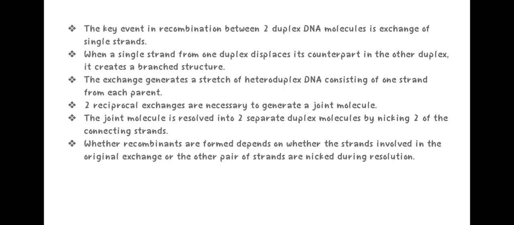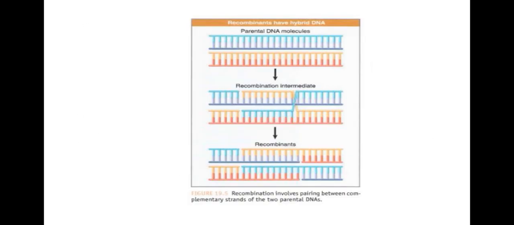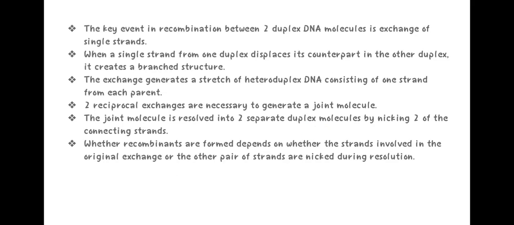The key event in recombination between two duplex DNA molecules is exchange of a single strand. When a single strand from one duplex displaces its counterpart in the other duplex, it creates a branched structure. The exchange generates a structure of heteroduplex DNA consisting of one strand from each parent. Two reciprocal exchanges are necessary to generate a joint molecule.